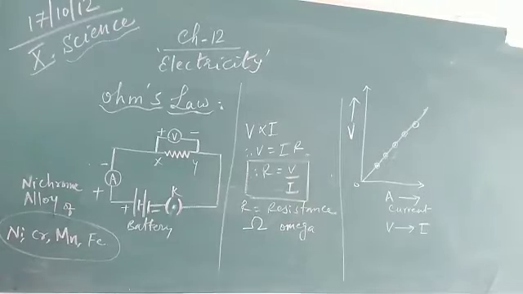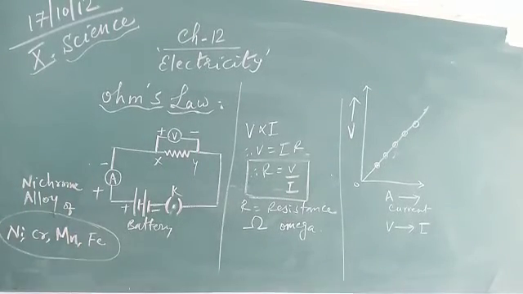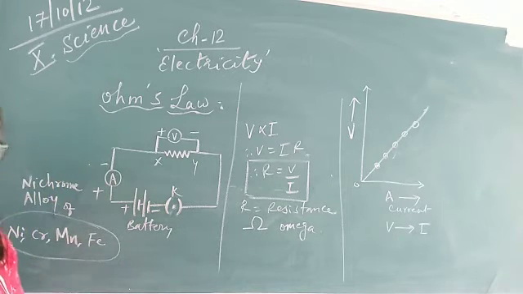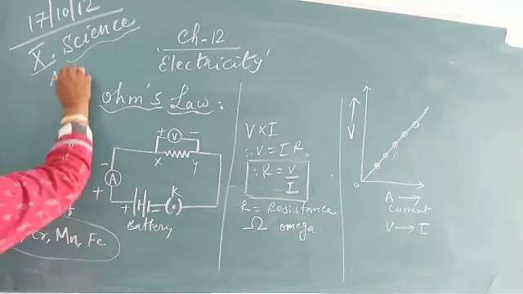Good morning, students. Last time we completed the electric circuit, then electric current I and potential difference across the circuit, that is called V. But here we want to know what is the relation between V and I. So let us perform one activity, that is 12.2.